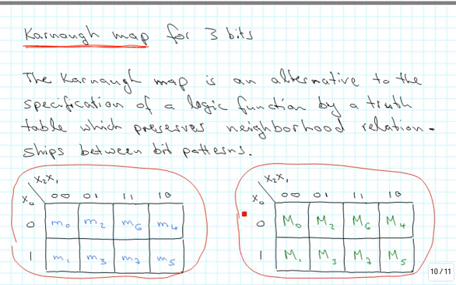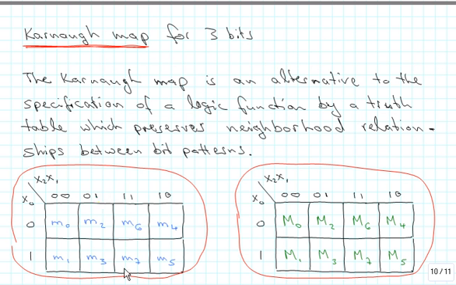So the Karnaugh map in general is an alternative to the specification of a logic function by a truth table. And the key thing is that it preserves the neighborhood relationships between the bit patterns. And by neighborhood relationships, we again mean that those terms which only differ in one position are neighbors of each other, and that this neighborhood is preserved in the graphical layout of the Karnaugh map.